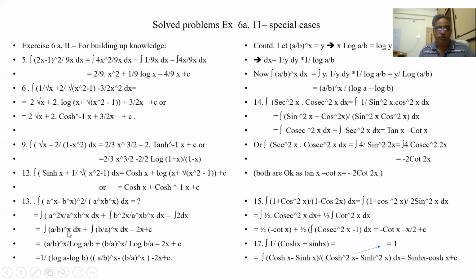Here a by b whole to the power of x dx. We have just seen the formula a to the power of x by log a. So this becomes a by b to the power of x by log a by b, plus b by a to the power of x by log b by a, minus 2x plus c.